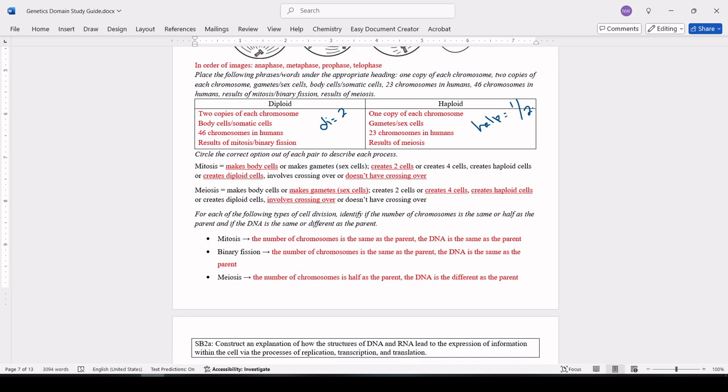Meiosis is going to make the gametes. This is sexual reproduction. It creates 4 cells. They are haploid, and it does involve crossing over, so we create genetic variation. So in mitosis, the number of chromosomes is the same. The DNA is the same. It's a clone of it. Binary fission is the same as mitosis, but it's what is found in bacteria and single cell organisms. And then meiosis is where the chromosome number is halved when the offspring are made.